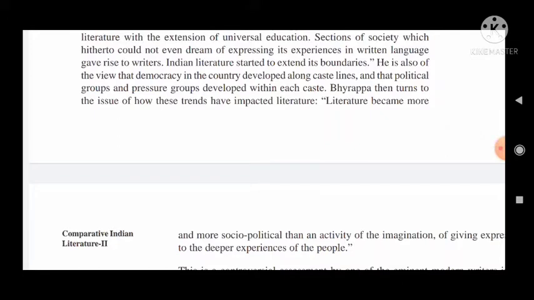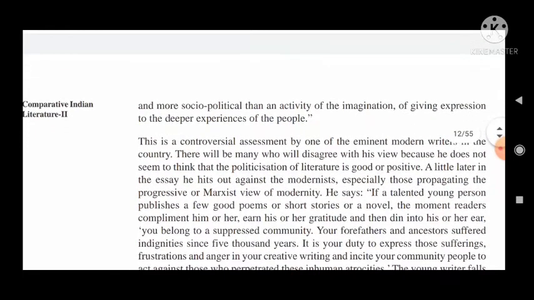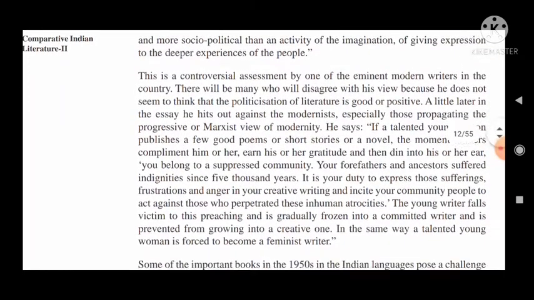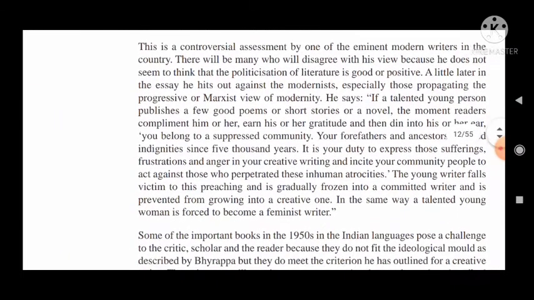He also viewed that democracy in the country developed along caste lines, and political groups and pressure groups developed within each caste. Bhairappa then turns to the issue of how these trends have impacted literature. Literature became more and more socio-political than an activity of imagination, of giving expression to the deeper experiences of the people. This is a controversial assessment by one of the eminent modern writers in the country. There will be many who will disagree with this view because he does not seem to think that the politicization of literature is good or positive.